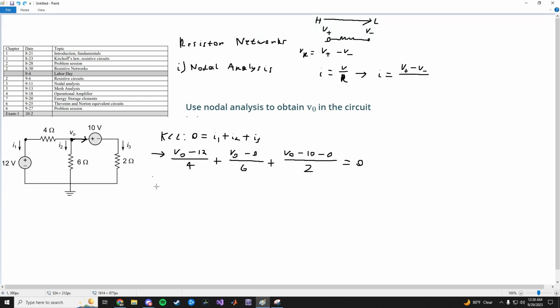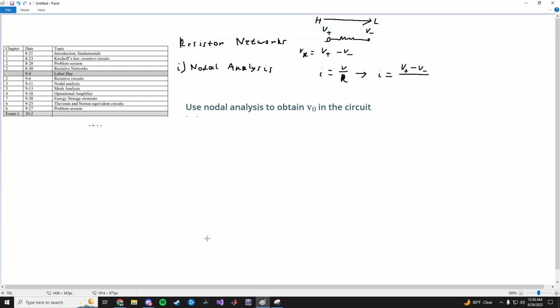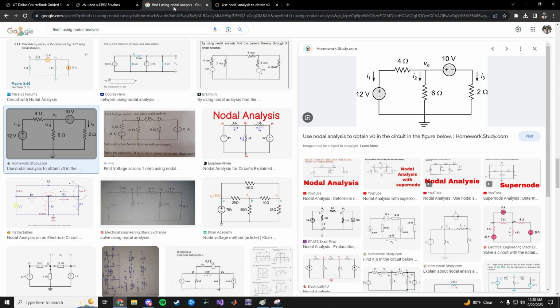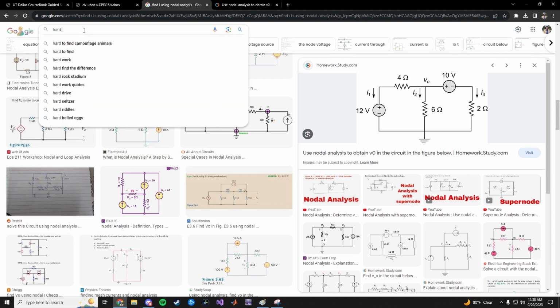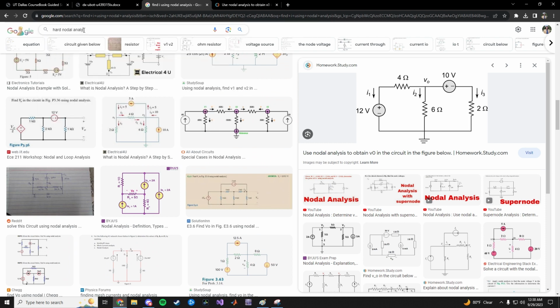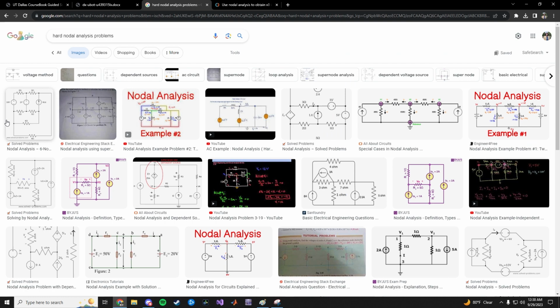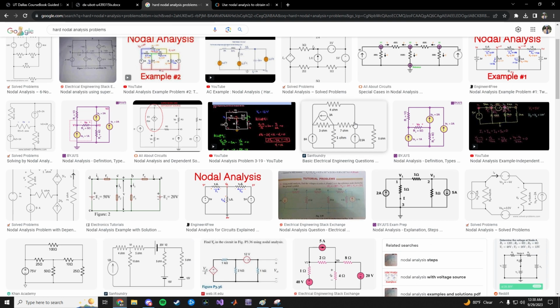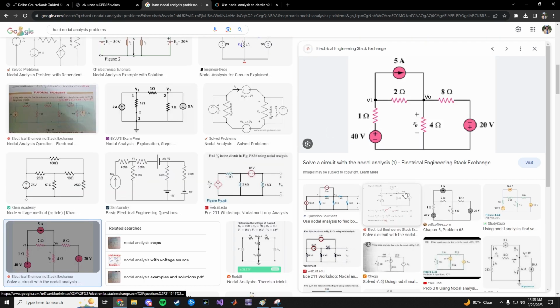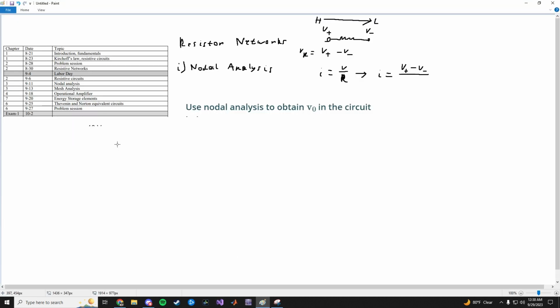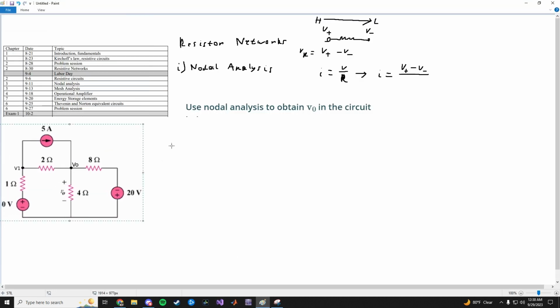So I'm actually going to go ahead and do another example, maybe a little more difficult one. Let's see if there's any hard nodal analysis problems. Wow, that one looks lengthy. Let's see. This one looks more interesting. Let's go ahead and do this one. Alright, so now we have this one.